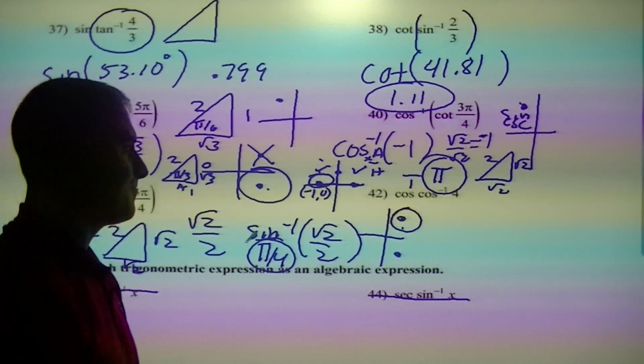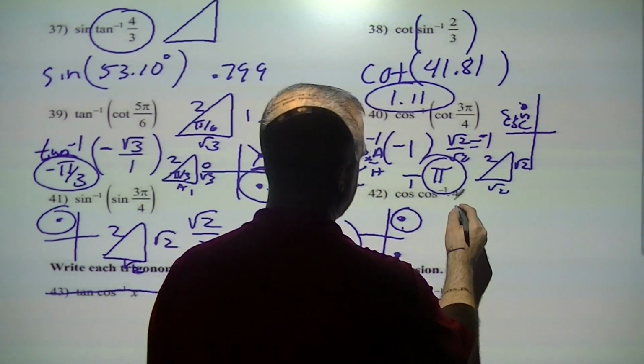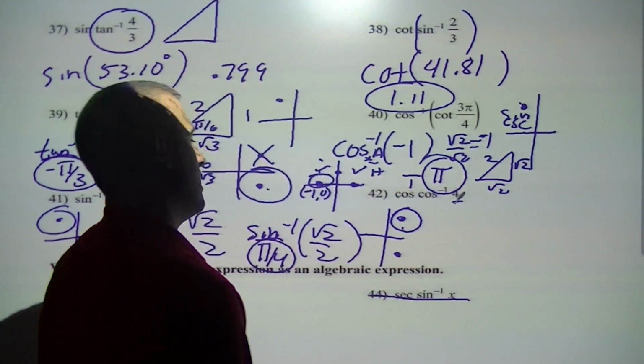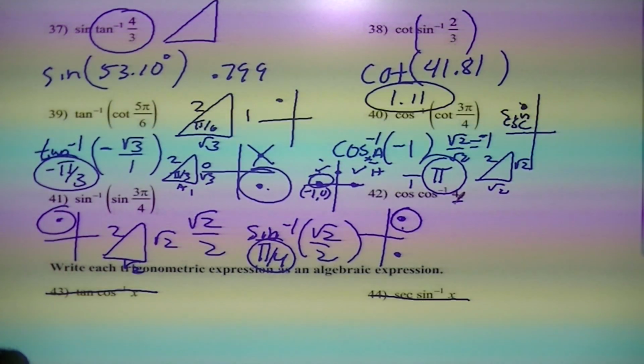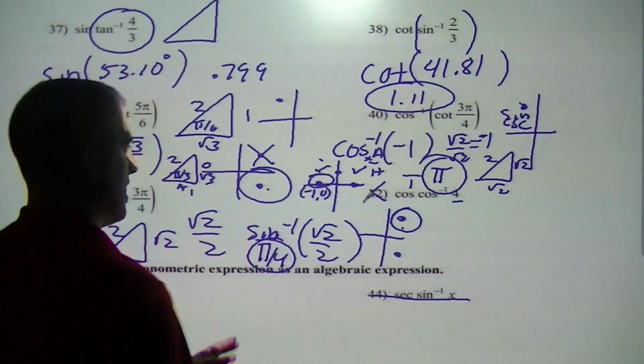So what I'd have to do on this one is I would have to create a triangle of 4 on that one. We're going to go ahead and skip this problem. You're not going to have to do something like that.